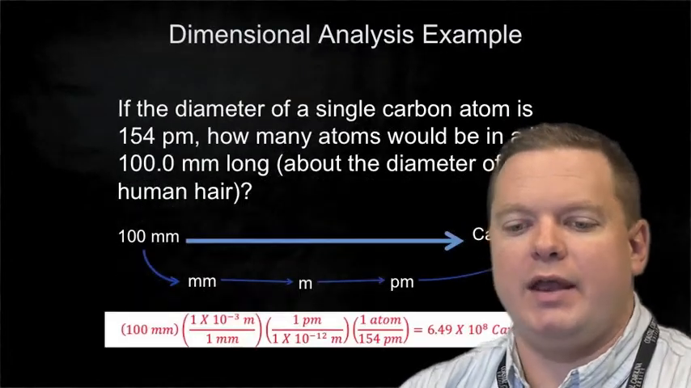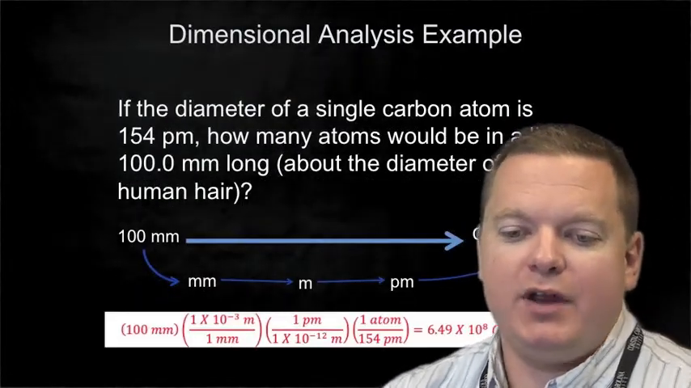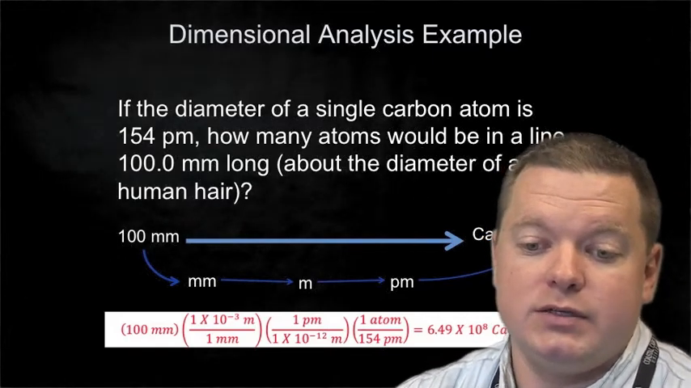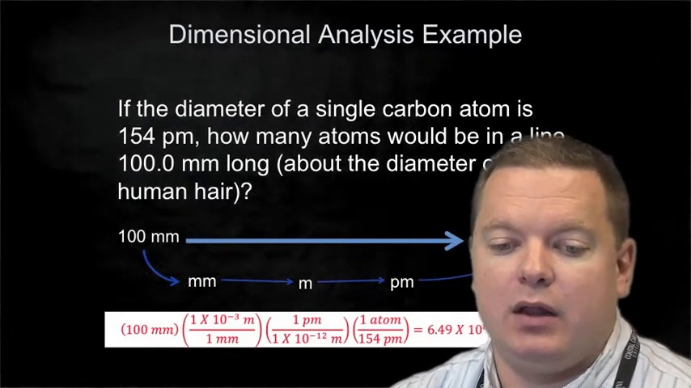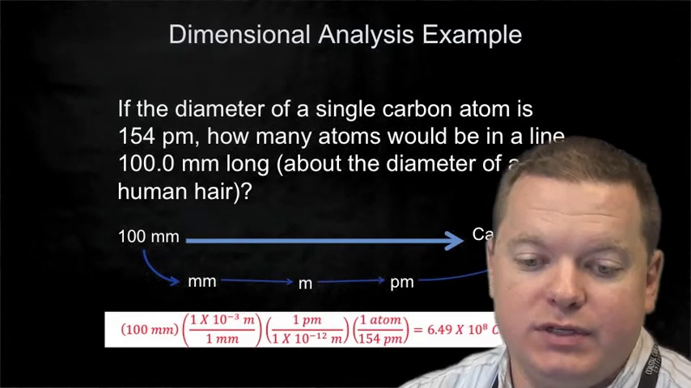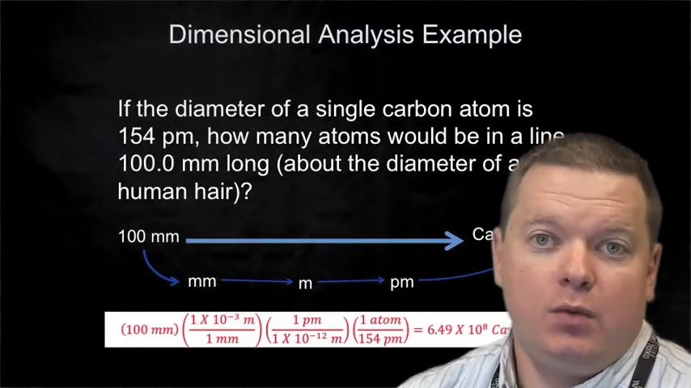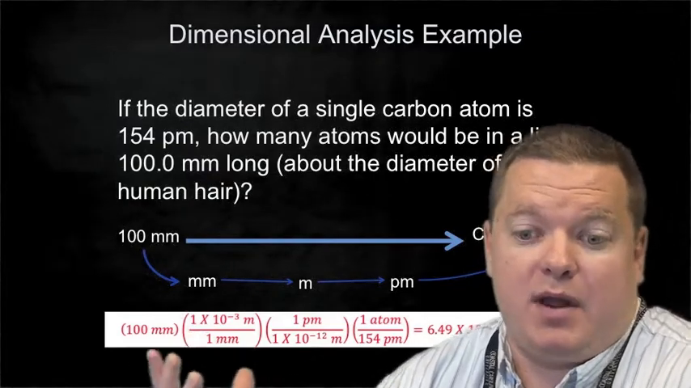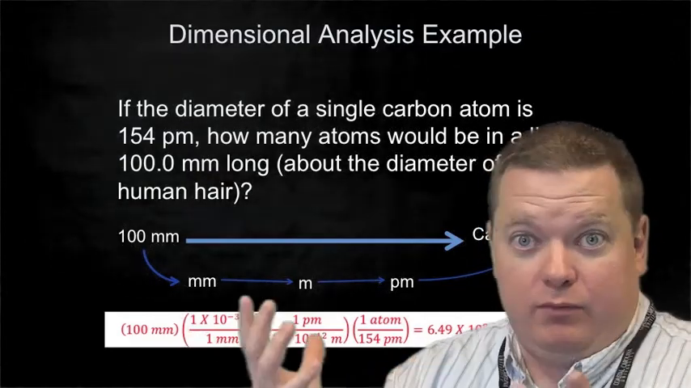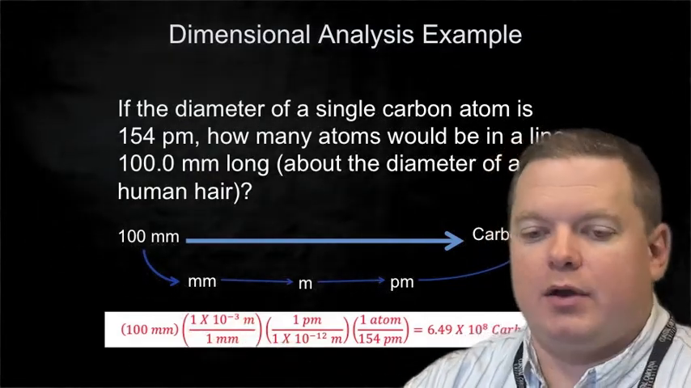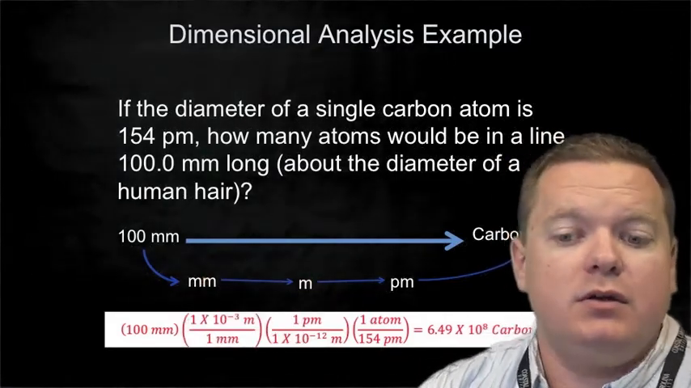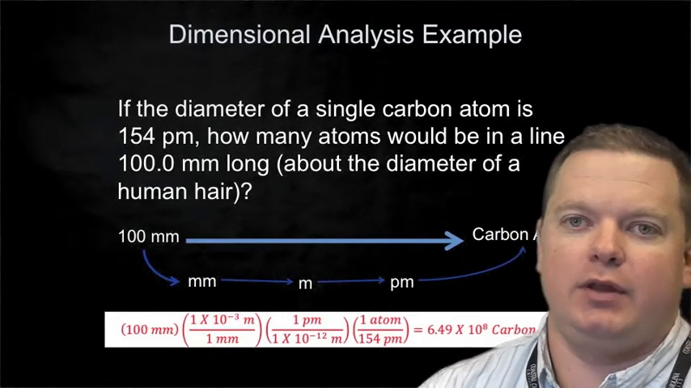So let's look at an example. If the diameter of a single carbon atom is 154 picometers, how many atoms would be in a line 100.0 millimeters long, which is about the diameter of a human hair? We haven't talked about what a carbon atom is. You understand what a diameter is, but the chemistry involved here, we don't know anything. But we can still get this answer using dimensional analysis.